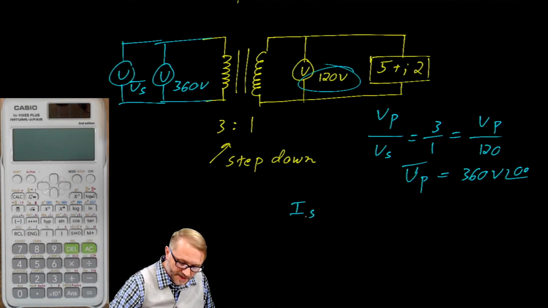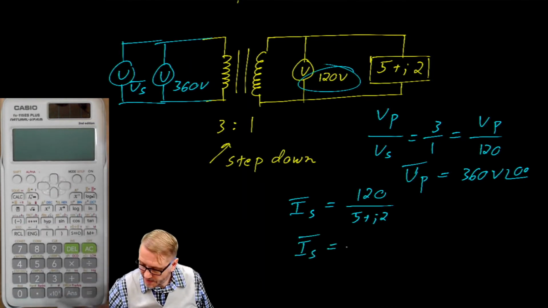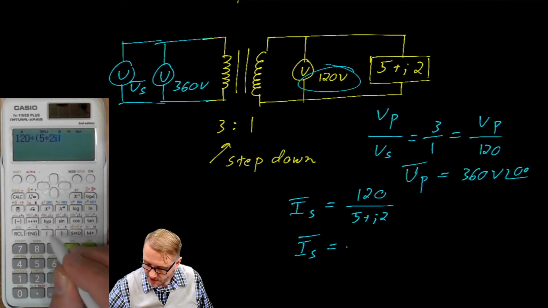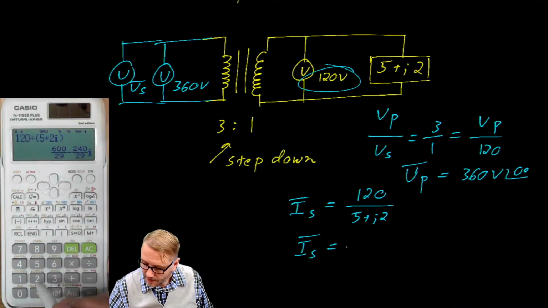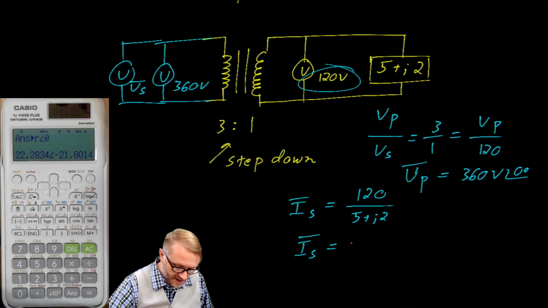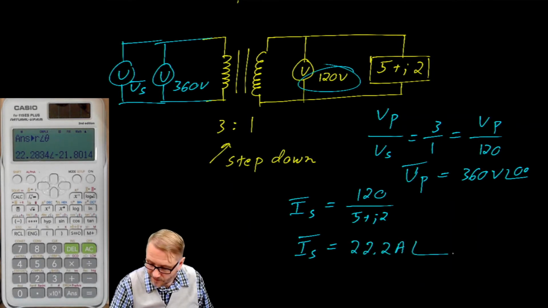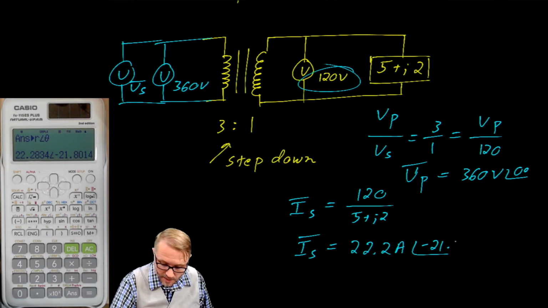The current in the secondary is a function of both the voltage and the impedance. So using Ohm's law, that would be 120 divided by 5 plus j2. So the current in the secondary is 120 divided by parenthesis 5 plus 2j. And polar, please. So that's 22.2 amps at a phase angle of negative 21.8 degrees.